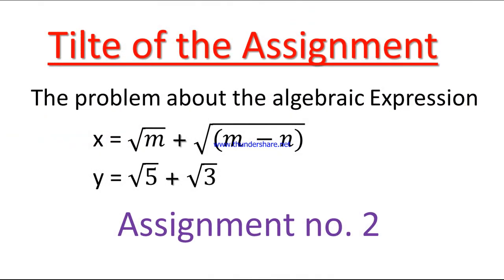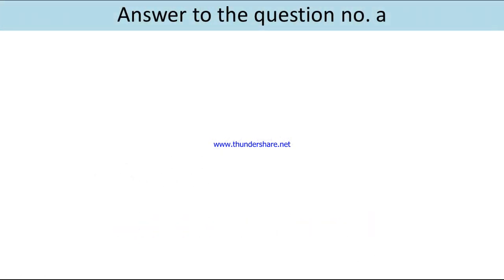Title of the assignment: the problem about the algebraic expression x equal root m plus root m minus n, y equal root 5 plus root 3. Assignment number 2. Let's go to the main point. Answer to the question number A.